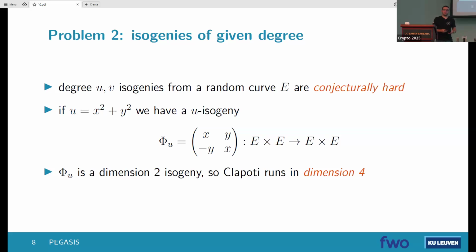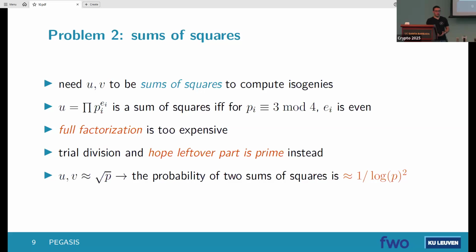After this, we still have to compute a degree U and a degree V isogeny. Now, computing an isogeny of a given degree from a random curve is conjecturally hard. The only way out of this that we can find is if U can be expressed as a sum of squares, then the isogeny phi U that you see is actually an isogeny of degree U, but in dimension 2, so from a product of elliptic curves. Now, this forces us to work in the last step in dimension 4, which of course has an impact on efficiency, but is still feasible. However, this also requires U and V to be a sum of two squares.